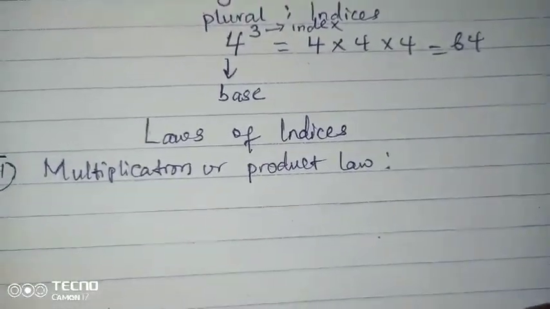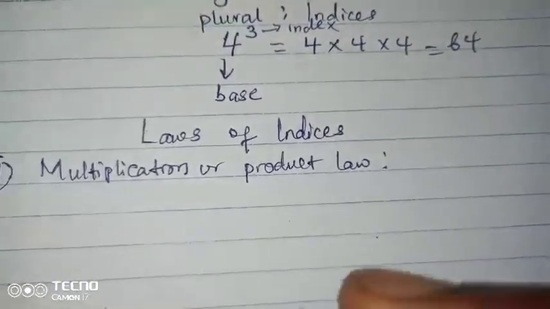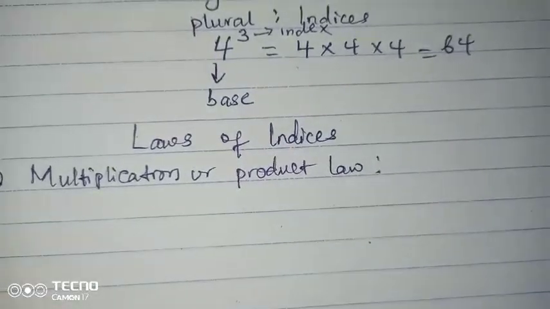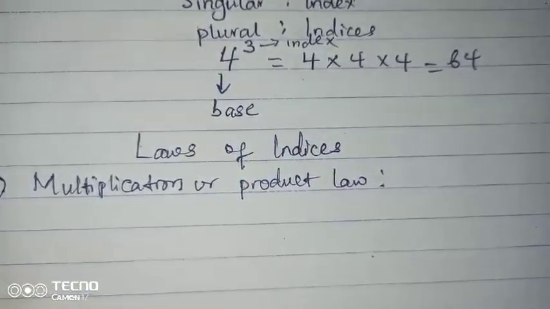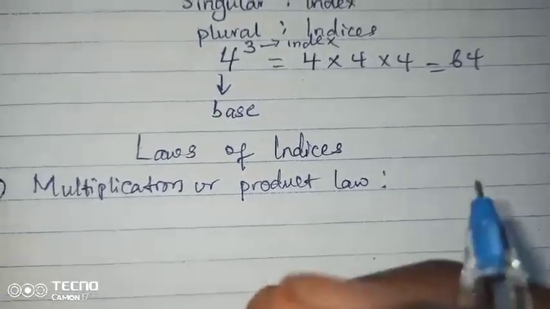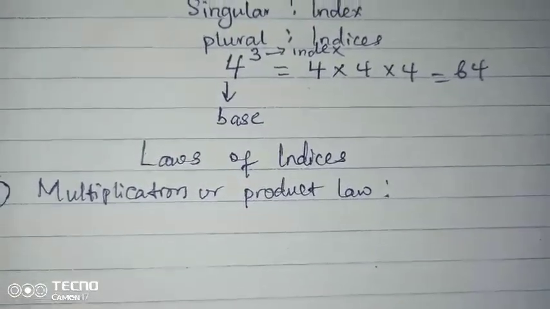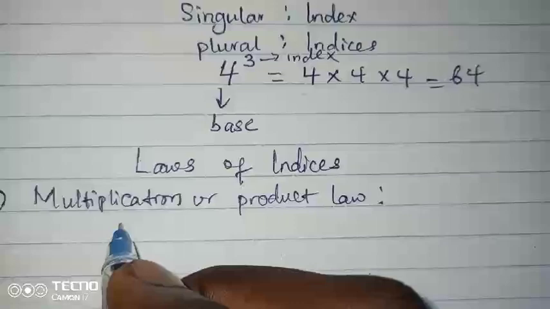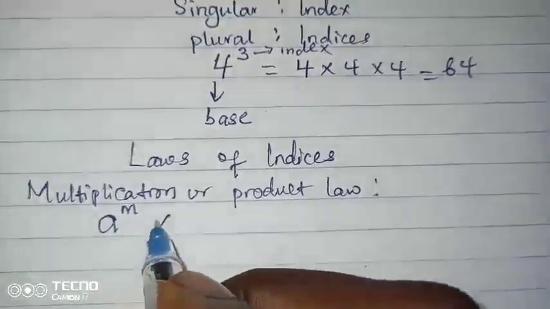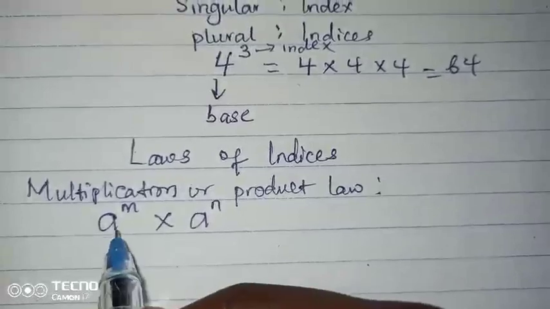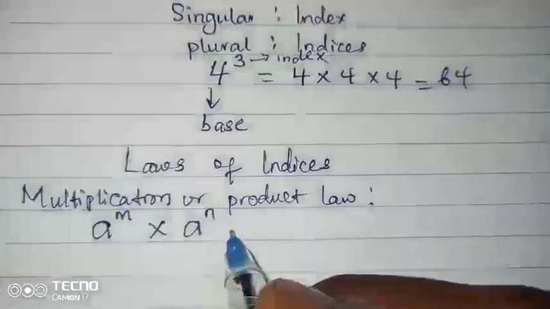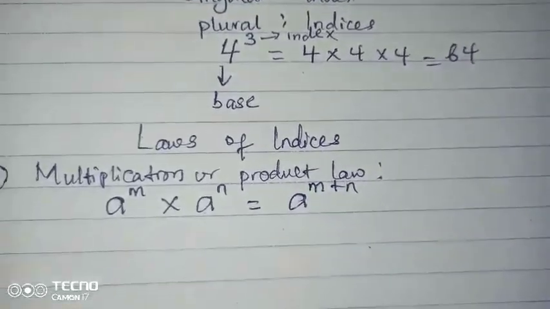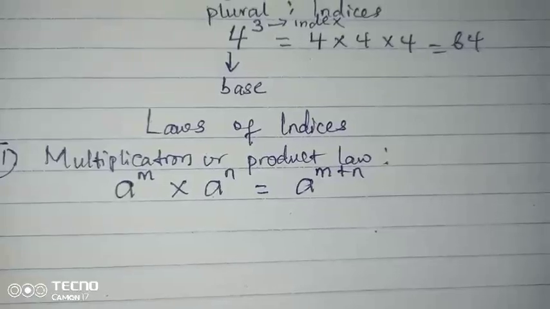Now, this multiplication or product law tells us that when multiplying indices with the same base, we are to simply add the powers. So if, for instance, you have a to the power of m times a to the power of n, you can see that both of them have the same base, which is a. So all we need to do is copy the base a and then add the powers. This is the first law in indices.